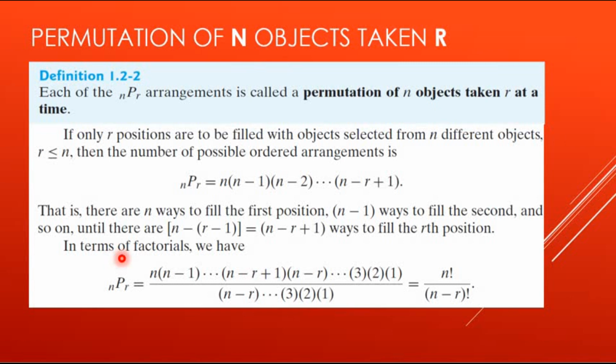In terms of factorials, we have nPr equal n times n minus 1, and so on, times n minus r plus 1, times n minus r, and so on, times 3 times 2 times 1, and this over n minus r times, and so on, 3 times 2 times 1, and this equals n factorial over n minus r factorial.